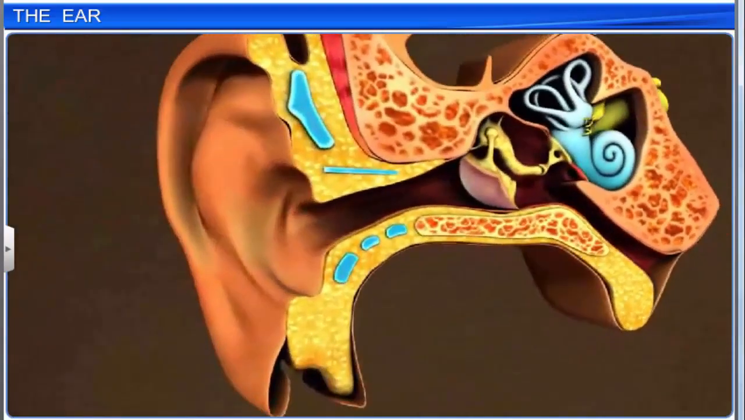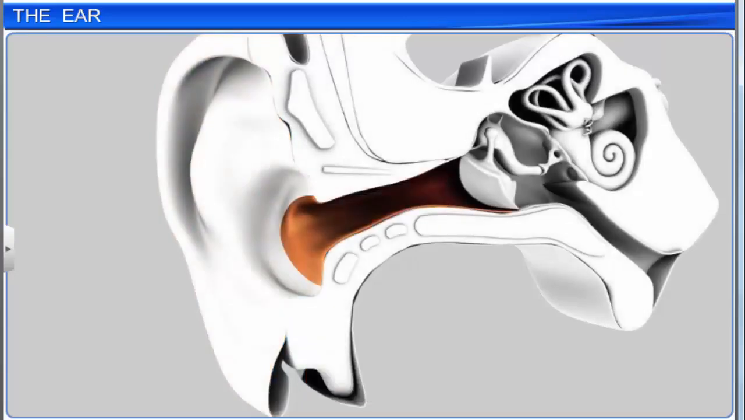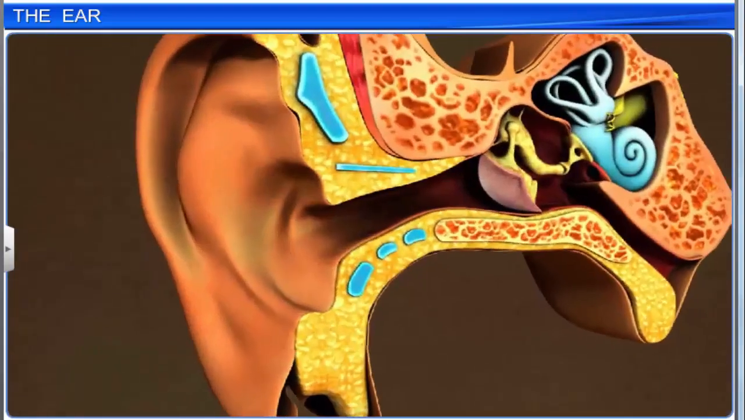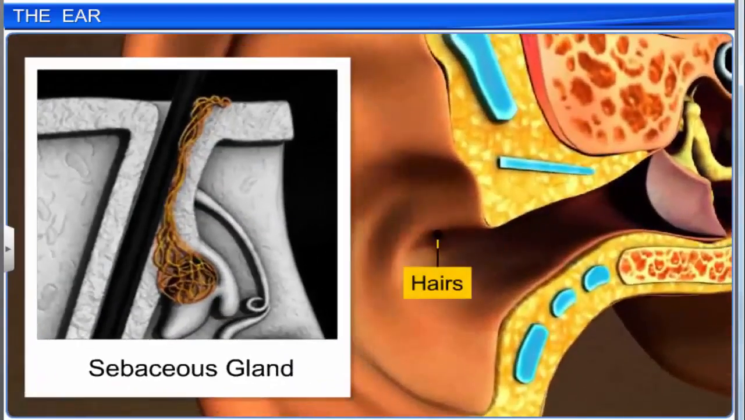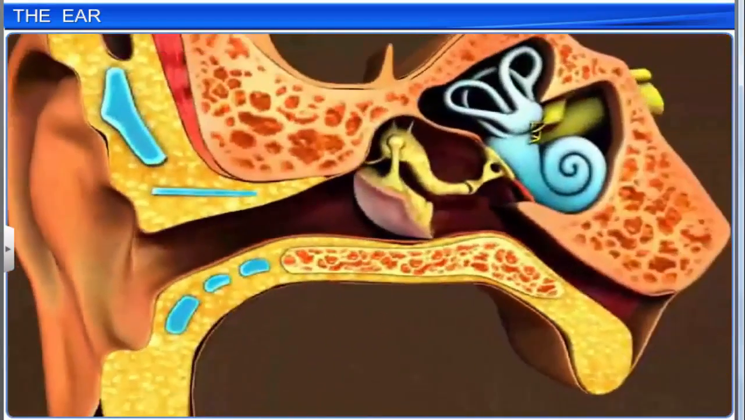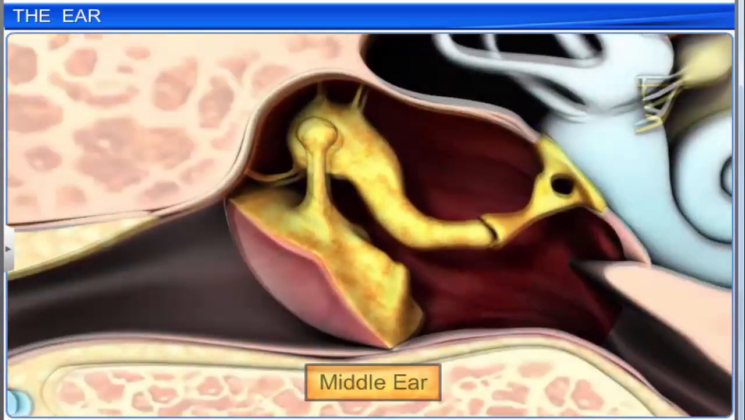The outer ear comprises a funnel-like structure called the pinna and an S-shaped tube called the external auditory meatus. Very fine hairs and wax-secreting sebaceous glands are present on the skin of the pinna and the meatus, which prevent dust and small insects from entering the ear. The pinna is responsible for collecting vibrations in the air and directing sound into the meatus. The meatus further extends into the middle ear.